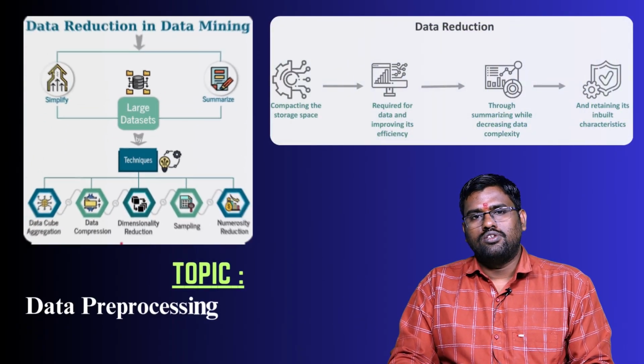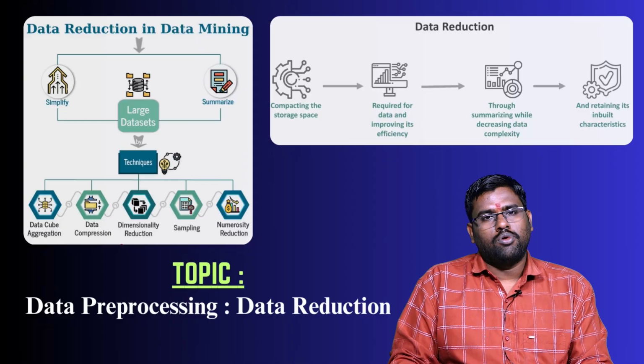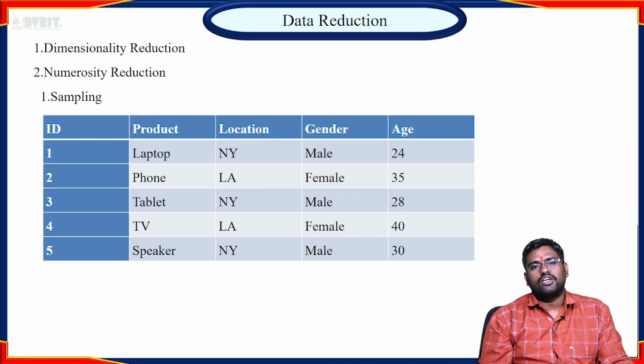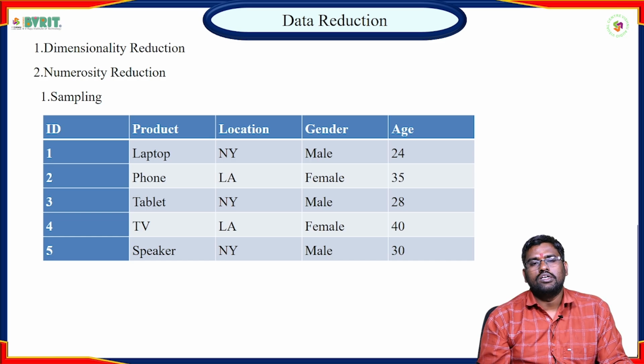Now, today we want to discuss another data pre-processing technique, that is data reduction. The name itself tells us: reduction means we need to reduce the unnecessary things in the given data to reduce the space in the computers. For that, we have different types of techniques. Coming to the first one, dimensionality reduction.